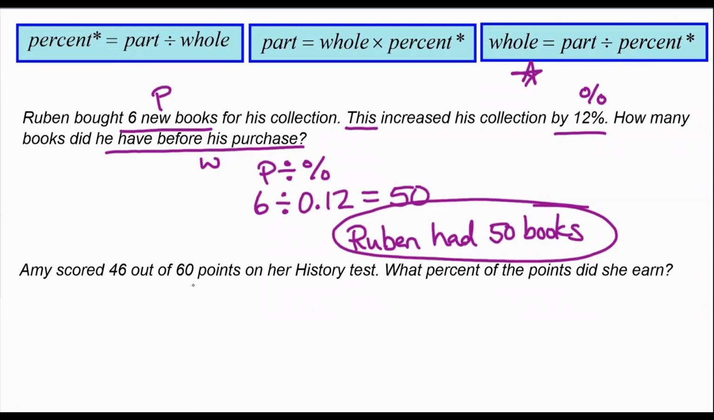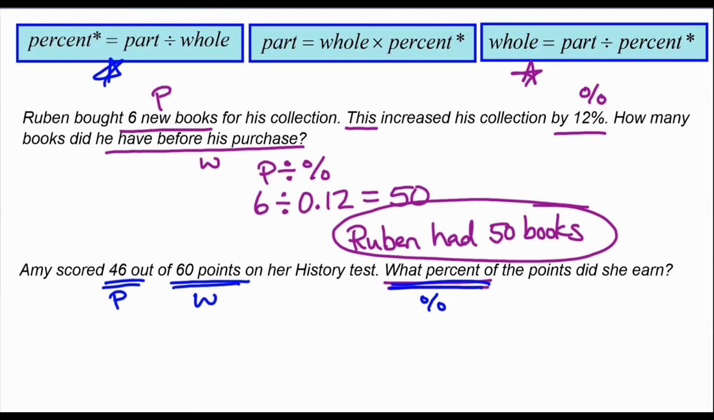Amy scored 46 out of 60 points on her history test. What percent of the points did she earn? So what percent, that's what's missing here. What do we know? Amy scored 46 out of 60. So the 60 points is the total or the whole. 46 is the part, and the percent is missing. So we need to use the equation that tells us the percent, and that would be this one right here.